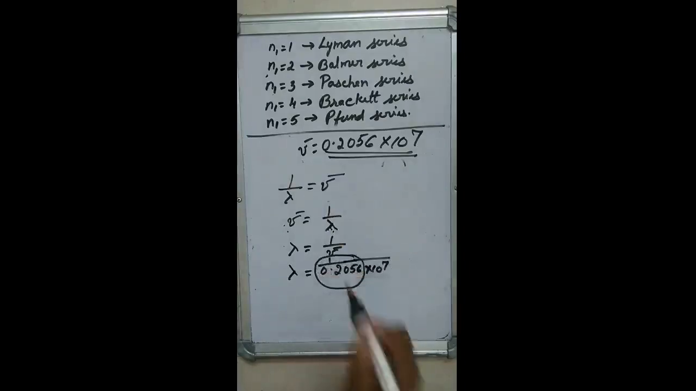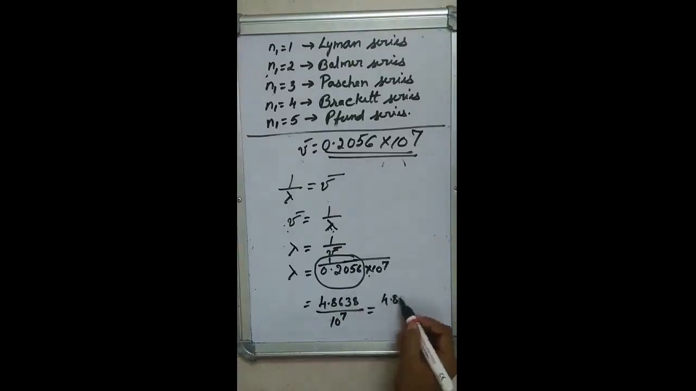So first calculate this. 1 by 0.2056. What is the answer you will get? That is 4.8638. After point only 4 digits is enough. So this is divided by 10 to the power 7. So how can we simplify? 4.8638, this I will shift into the numerator part.